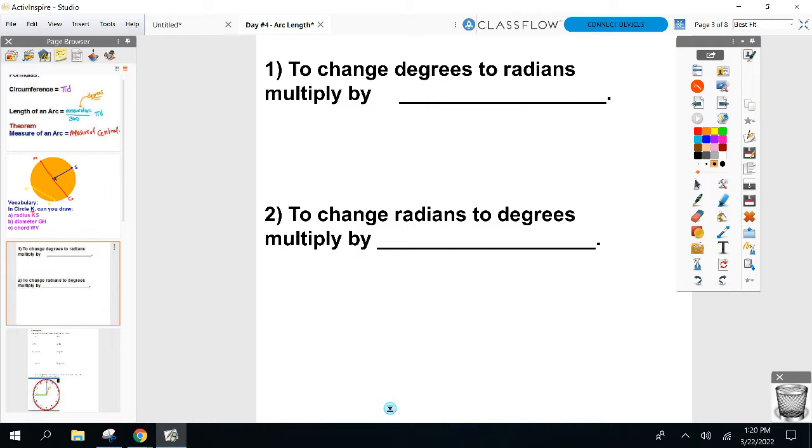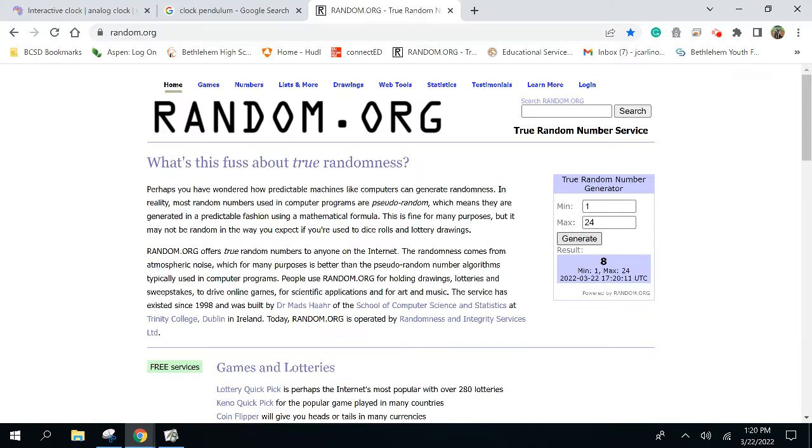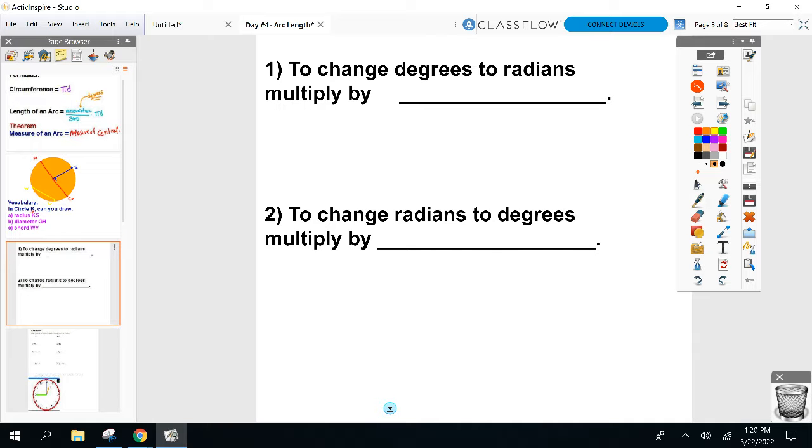I have a degree measure. How do I change it to radians? Multiply it by pi over 180. Do I want the decimal that comes out of your calculator? No, I want it in terms of pi. In terms of pi, your radians.